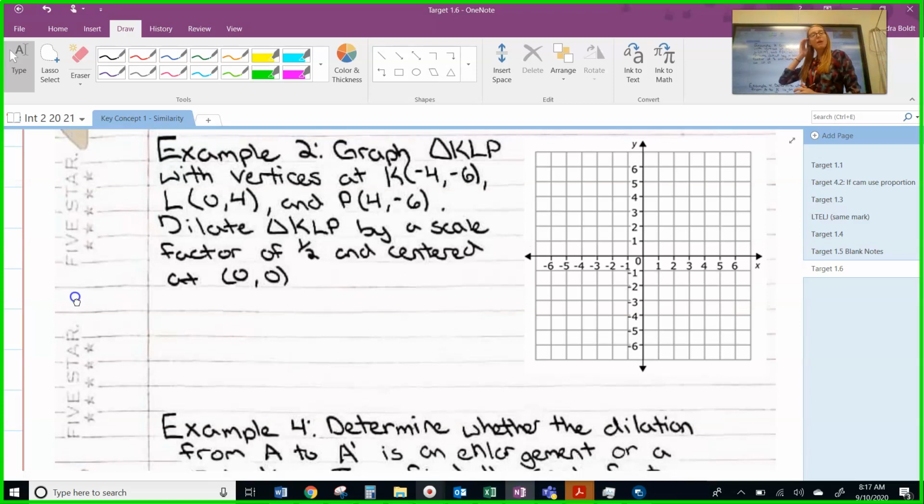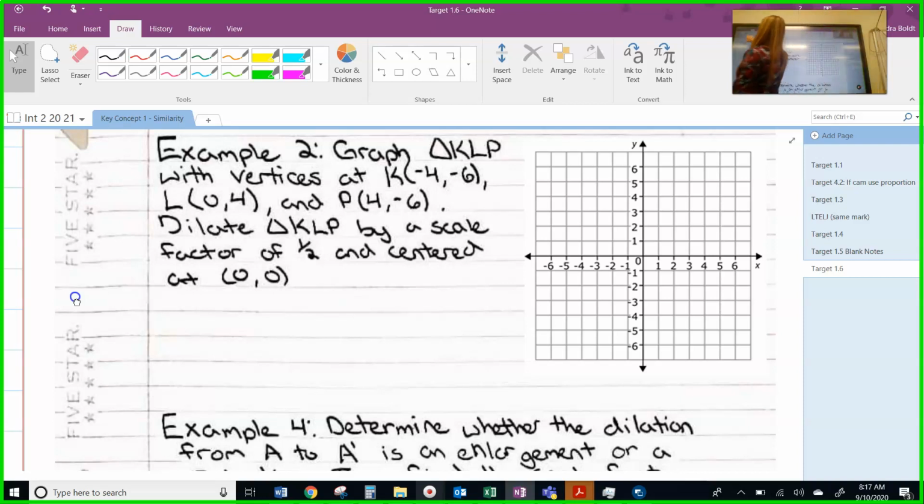All right, example 2, we're going to graph triangle KLP with vertices at K (-4, -6), L (0, 4), and P (4, -6). And then we're going to dilate triangle KLP by a scale factor of 1/2 and centered at (0, 0). Again, that center doesn't really matter much. All the ones we're going to be doing in this class are going to be centered at (0, 0).